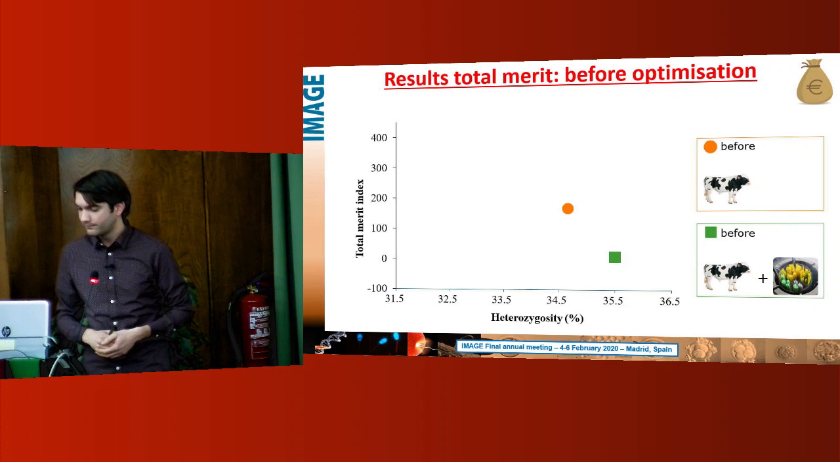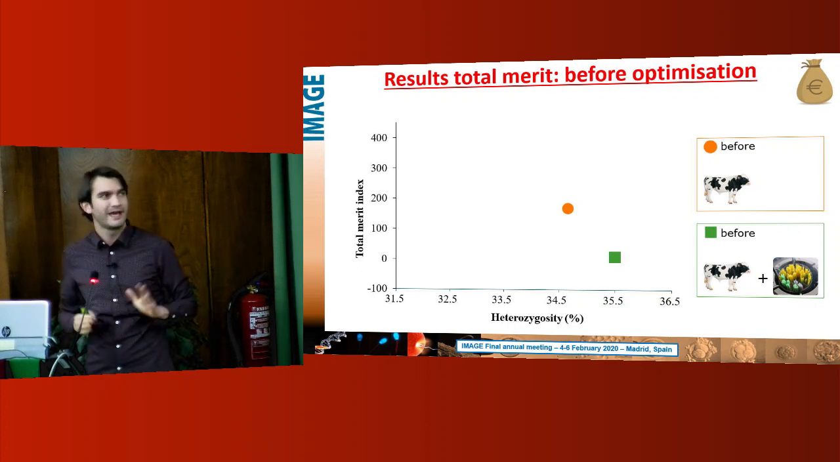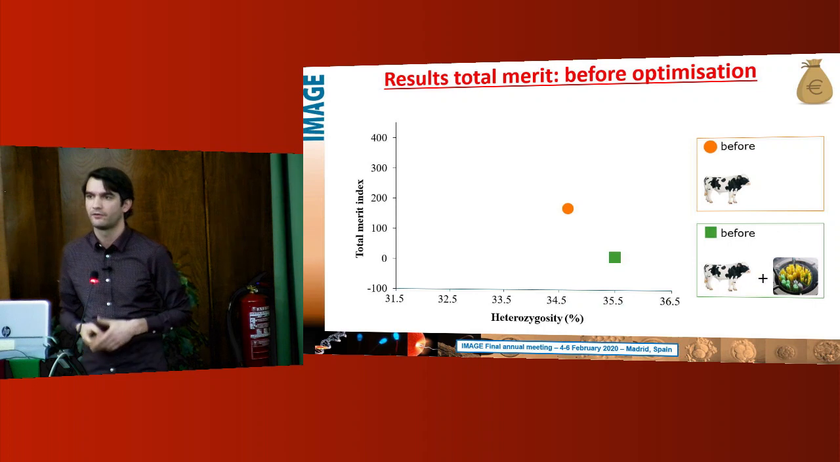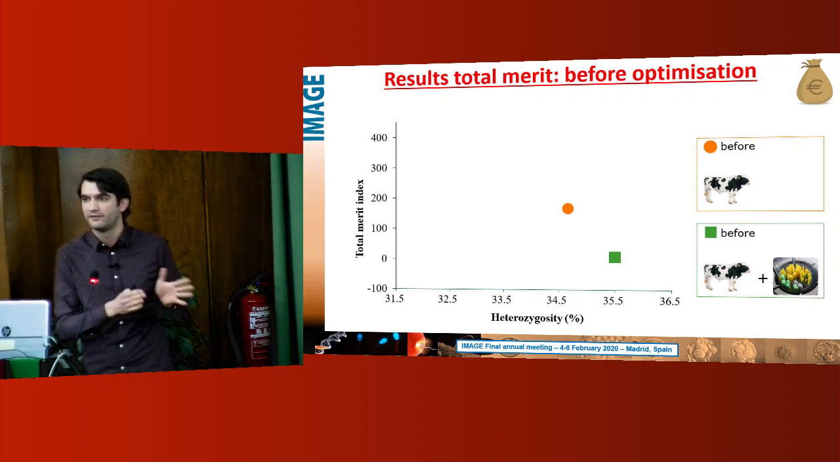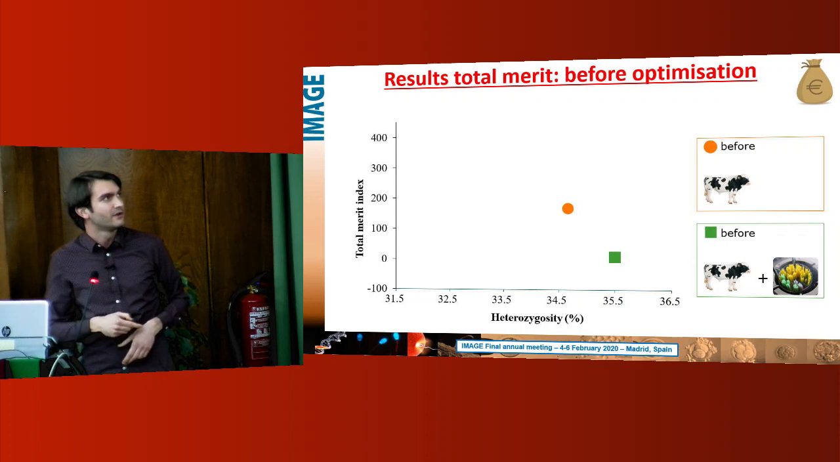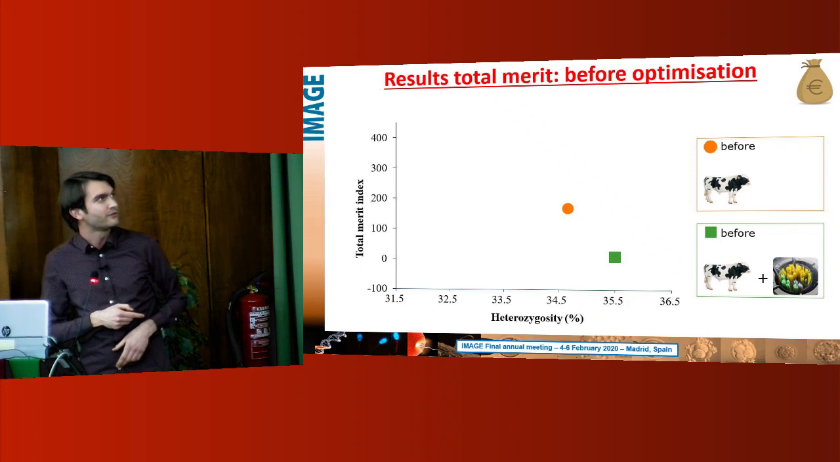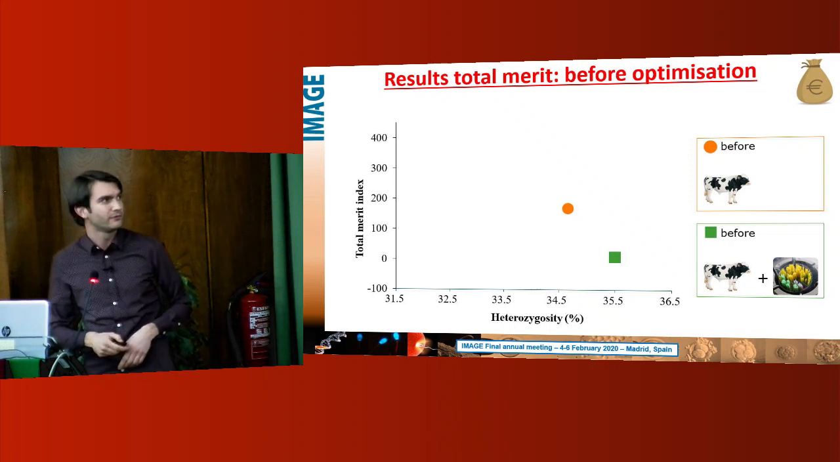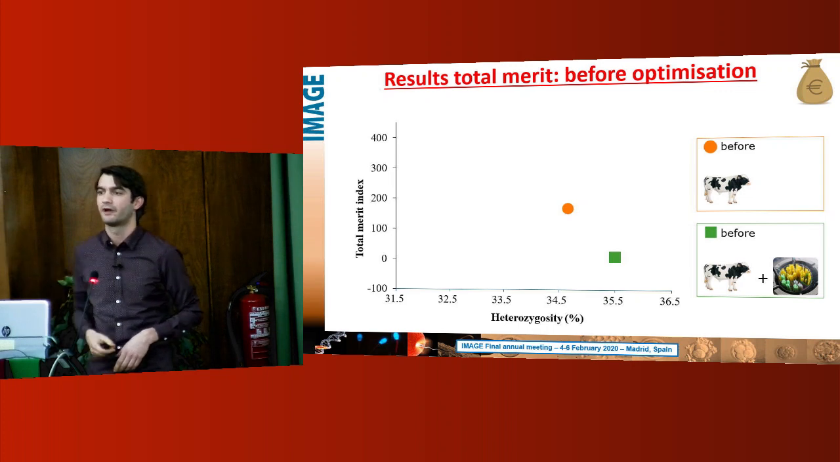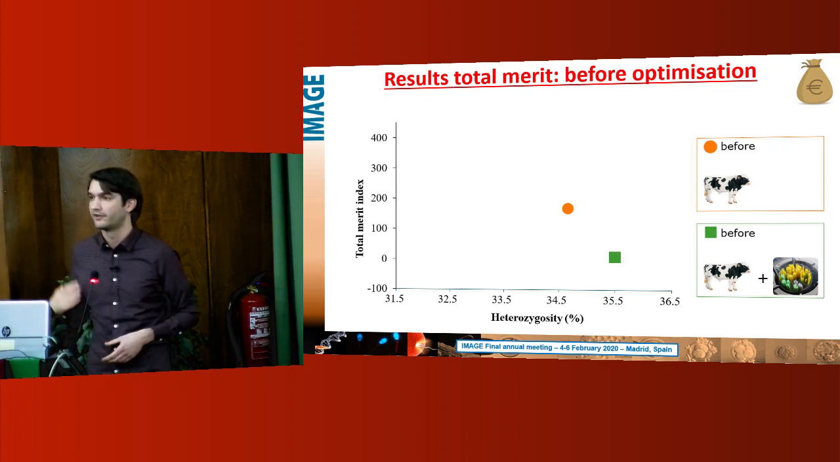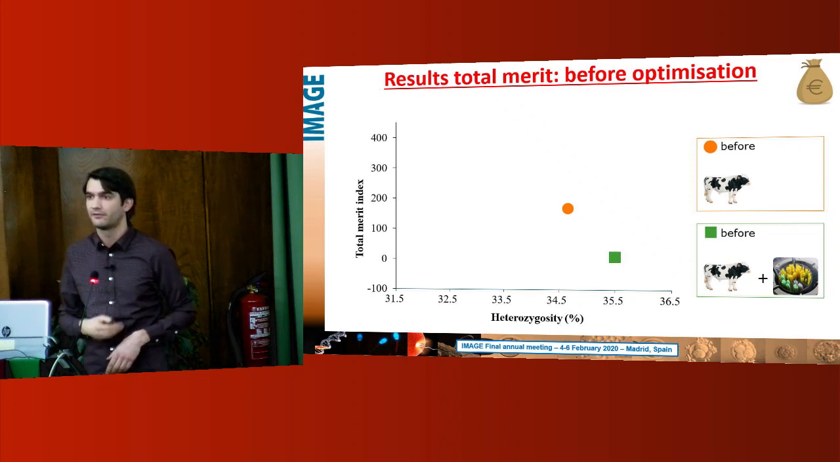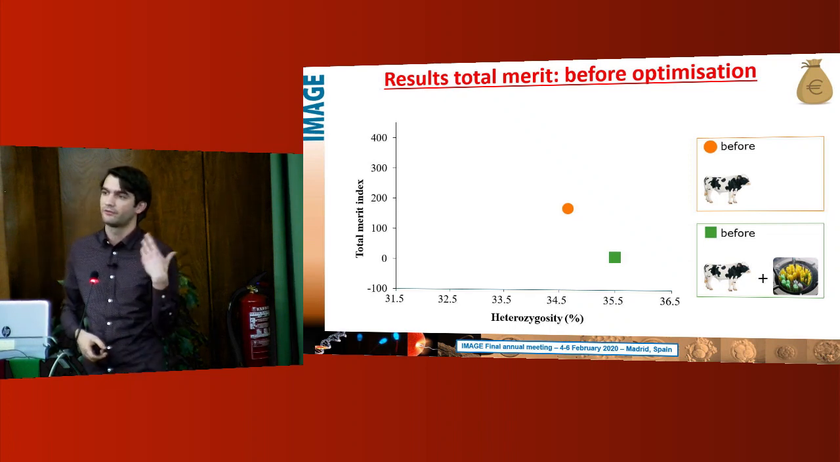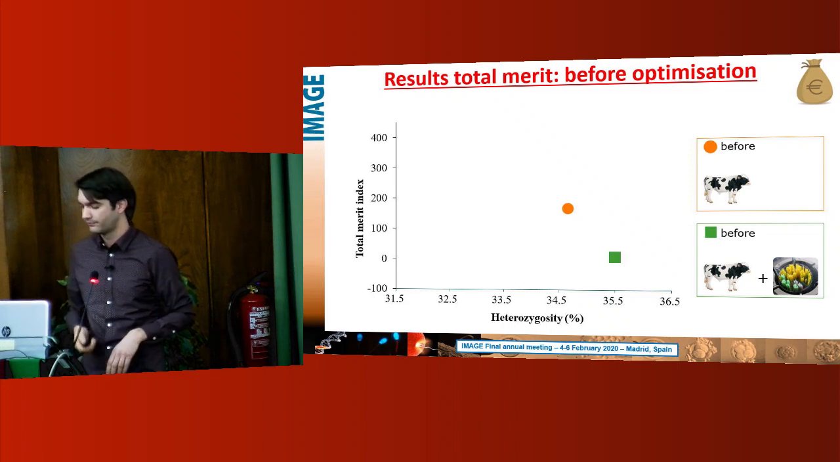So now the results. First for total merit, before we do any optimization. If we look only at the current bulls, the ones born between 2010 and 2015, then we see that on average the heterozygosity is around 34.5%, while the total merit is around 140 or so. If we look at the population where we also include the gene bank bulls, then we move more towards the right, so we gain a little bit of diversity, a bit of heterozygosity. But you also see that the merit is quite a bit lower, because these older animals generally have lower breeding values.